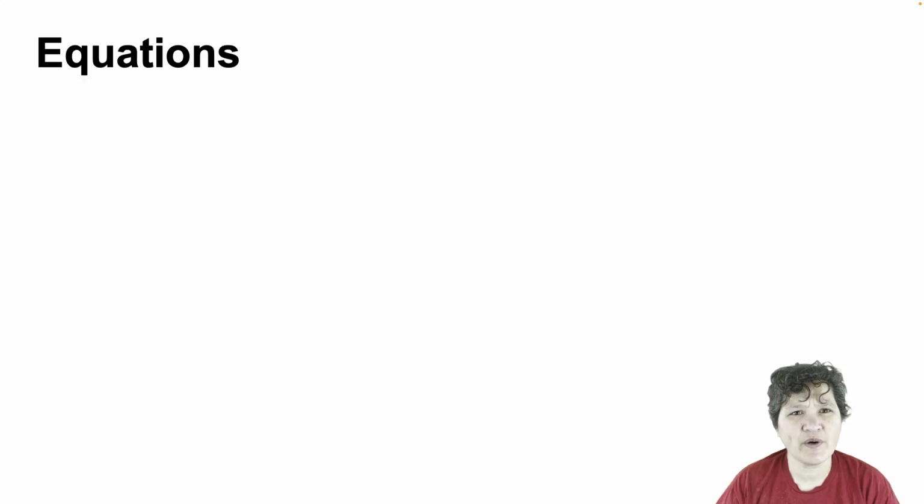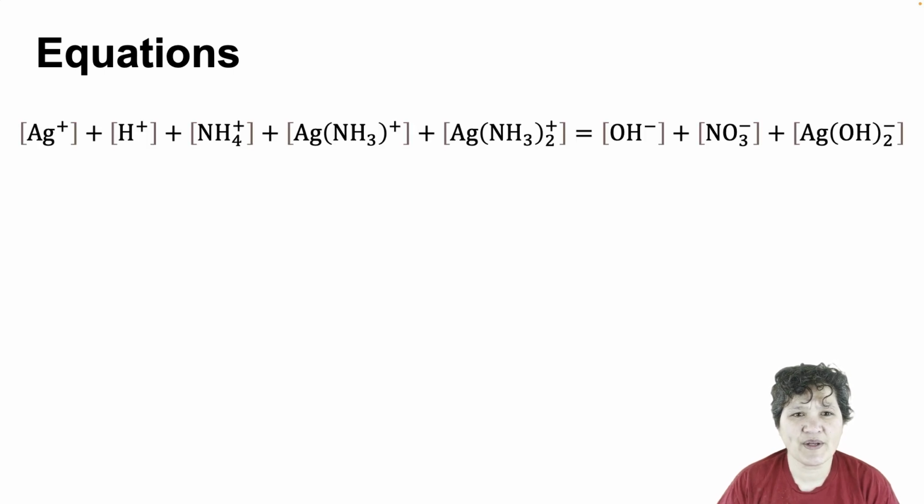Now let's talk about what equations we're going to use to solve for our concentrations. I'm giving you an abbreviated version of this. Normally we'd go through all of the reactions we mentioned earlier before attempting to come up with equations, but I'm going to do all of that at the same time. Let's start with our charge balance equation. We have 5 cations: silver, H+, ammonium, and our two silver ammonia complexes. On the other side of the equation, we have our 3 anions: hydroxide, nitrate, and our second silver hydroxide complex.